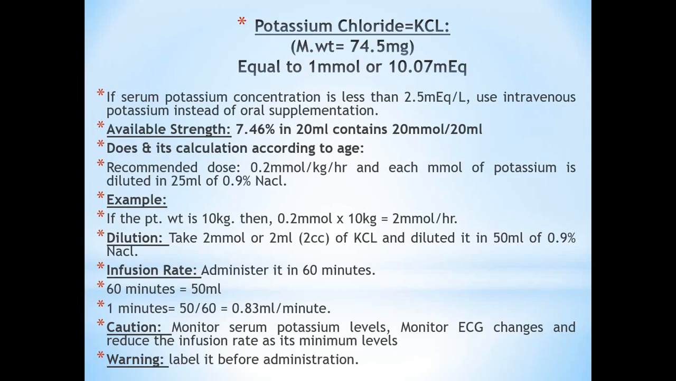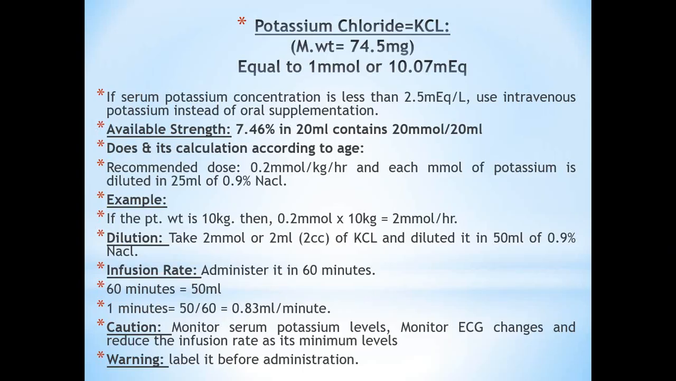The first point is if serum potassium level is less than 2.5 milliequivalent per liter, use IV instead of oral. But if it is more than 2.5, do not use IV until it declines to 2.5 milliequivalent per liter. Available strength is 7.46 percent in a 20 ml ampule container, which is equal to 20 millimole or 20 ml.